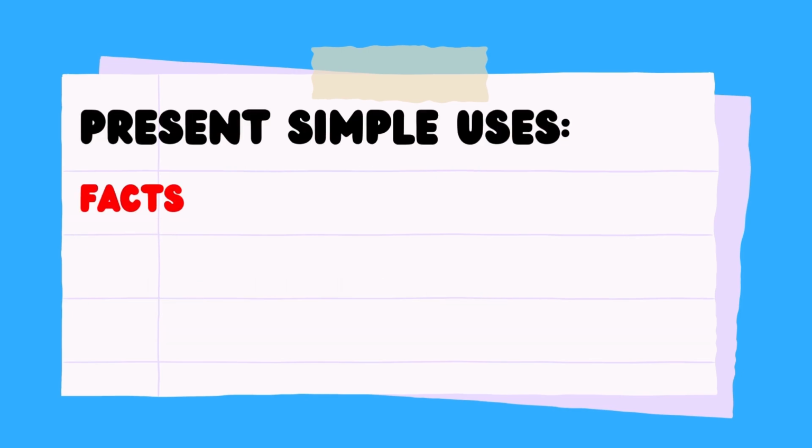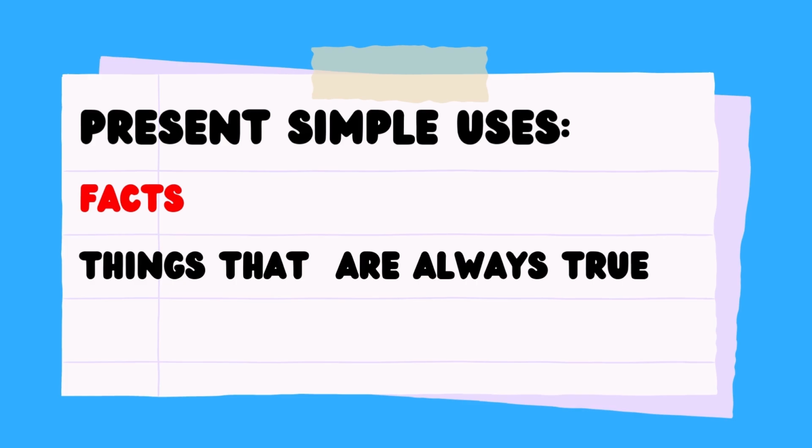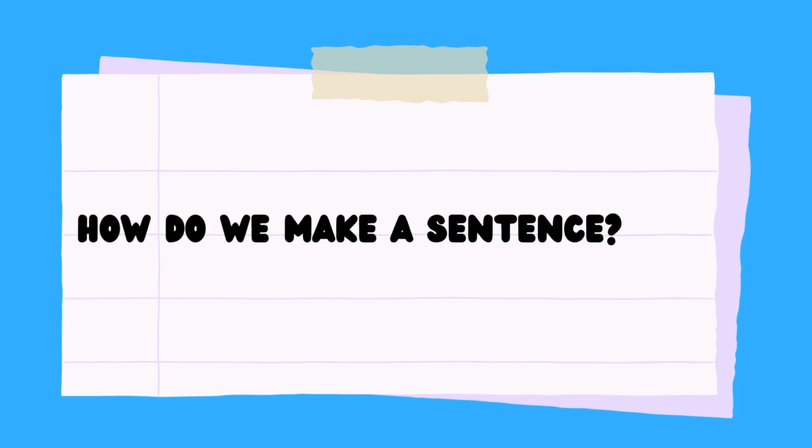We also use the present simple for facts, which are things that are always true. For example, I teach English. Now, how do we make a sentence?